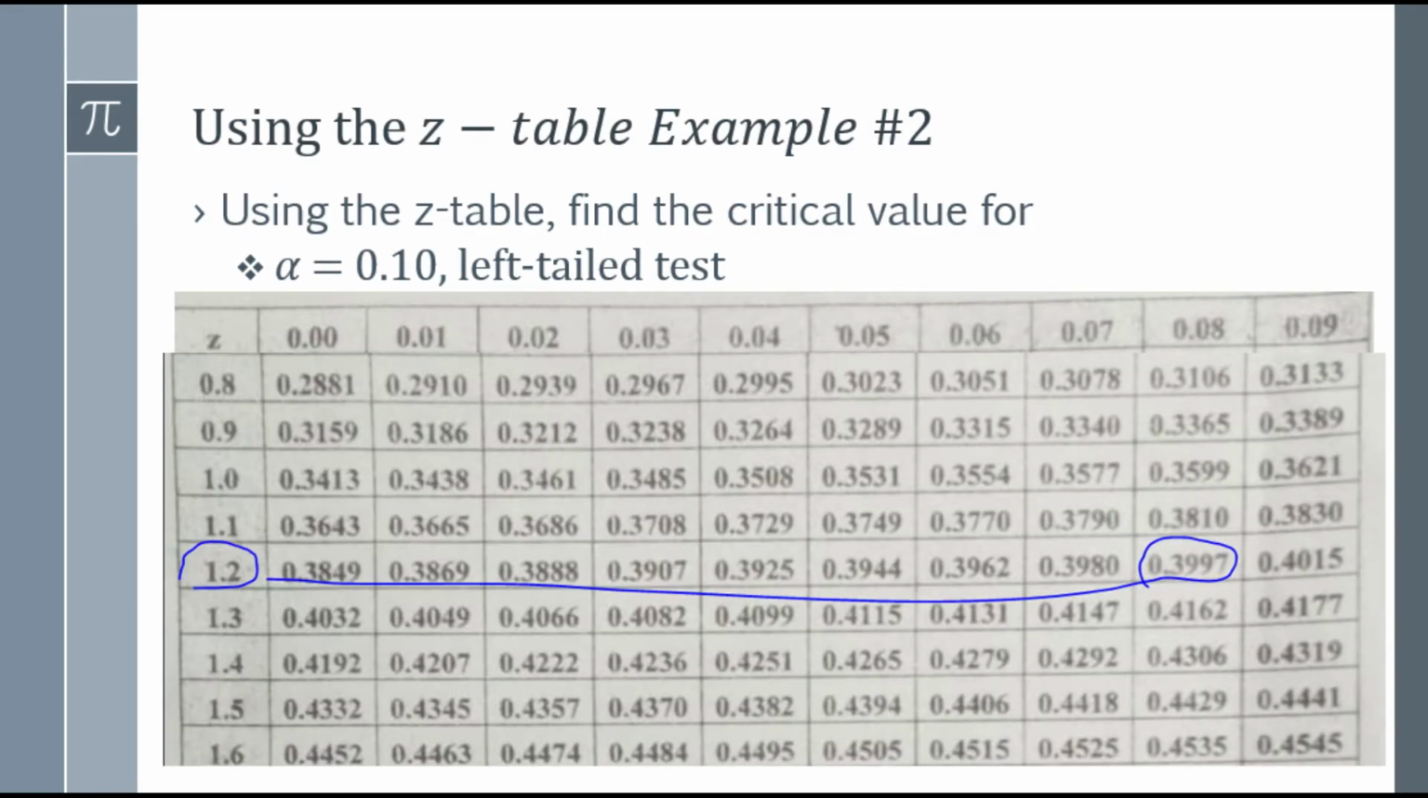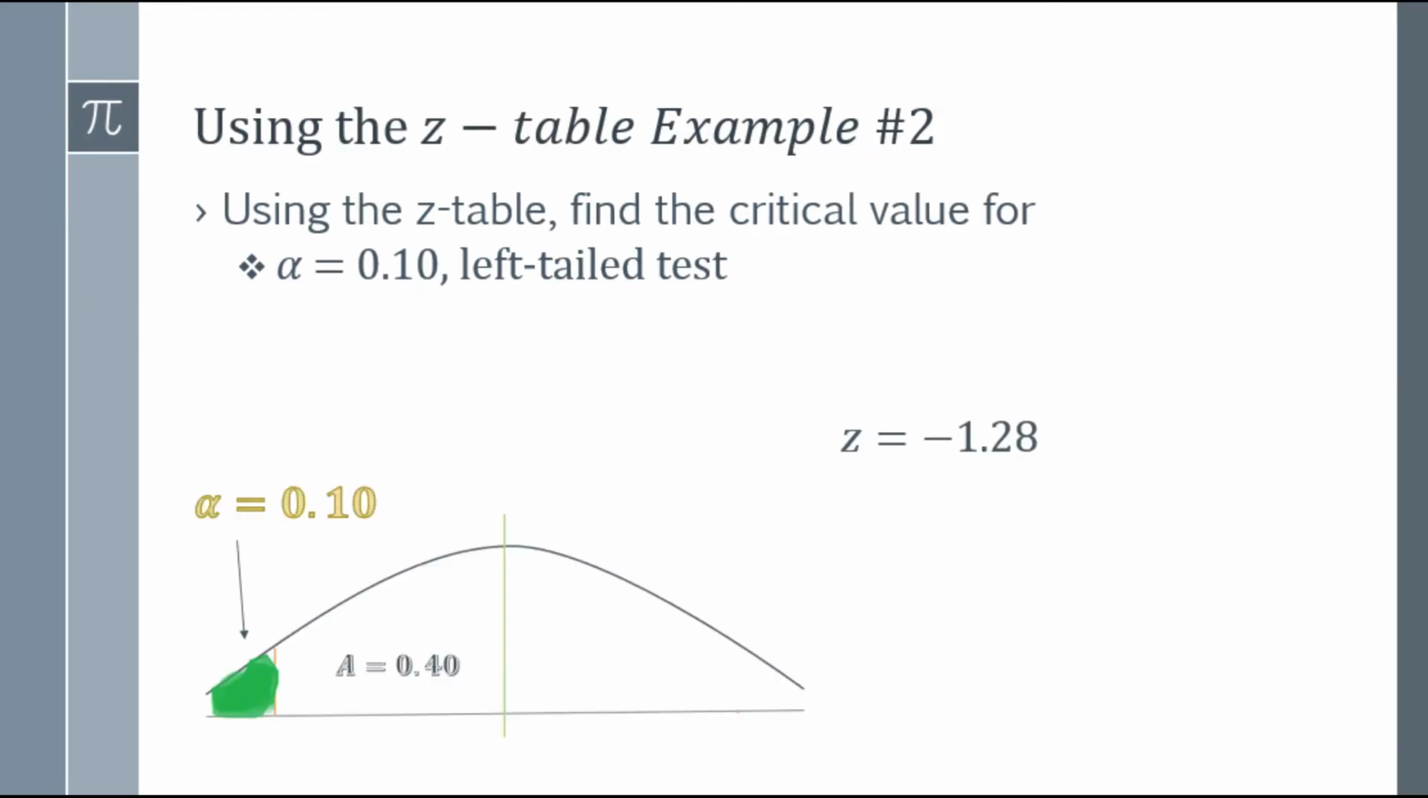Hanapin na natin, yung sa Z table. So, we have 0.4. Hanapin natin dapat yung 0.4. So, ang pinakamalapit na value is yung 0.3997. So, we're going to take the Z value as 1.2 plus 0.08. That will be 1.28. At dahil left-tailed test ito, that will be a negative value.